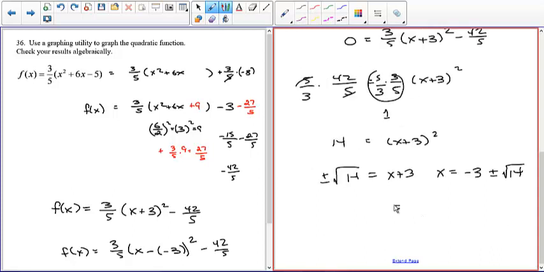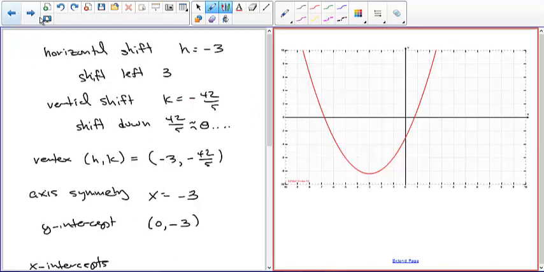And we'll just calculate what those are. So -3 plus the square root of 14 is 0.742, and taking the negative square root, you get -6.74. Okay, so let's look at the graph now, confirm everything that we've done here, make sure it works out.